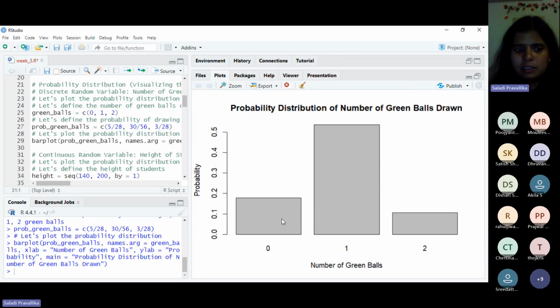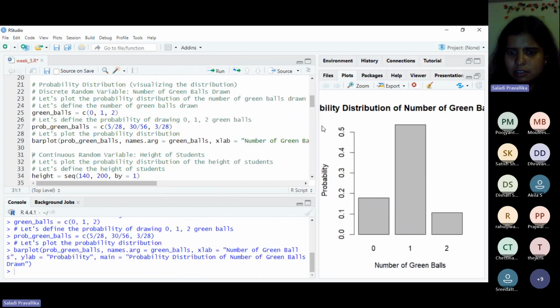I'm just drawing it as a bar plot, having zero greens. The probability of having zero greens is this. The probability of having at least one green is this, and the probability of having two greens is this. Right. So this is something else as a plot.